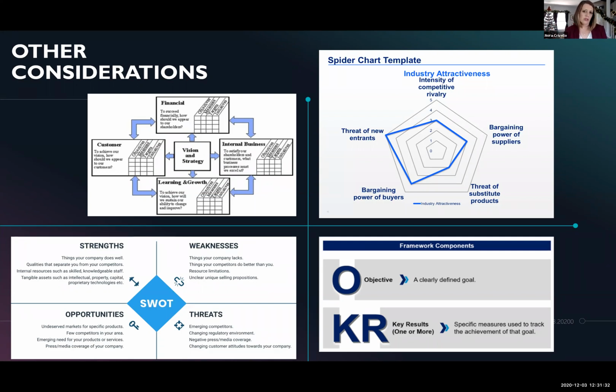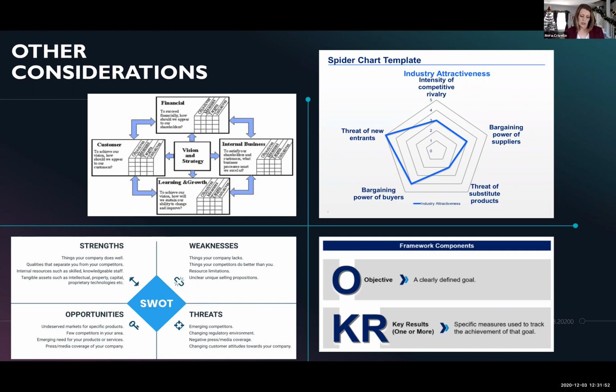A SWOT analysis, you've probably heard of. It looks at the strengths, the weaknesses, the opportunities, and the threats of an industry and of your company. It usually puts them into a grid, and you can manipulate things and make decisions based on where are our strengths and opportunities, where are the threats and weaknesses, where do we need to shore up.